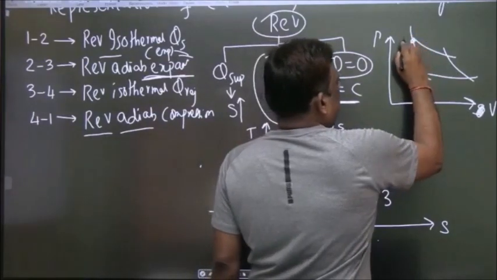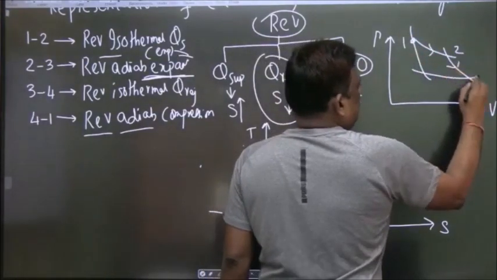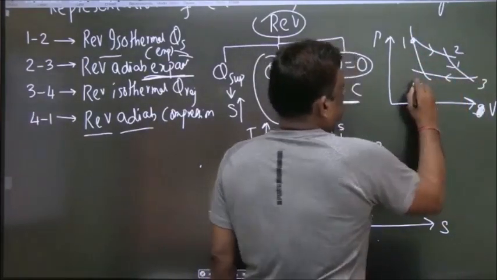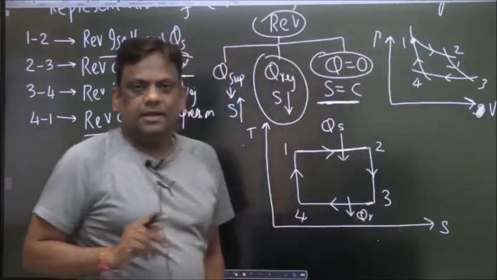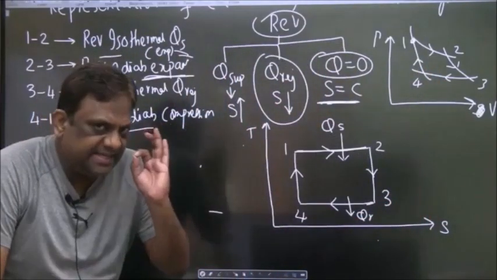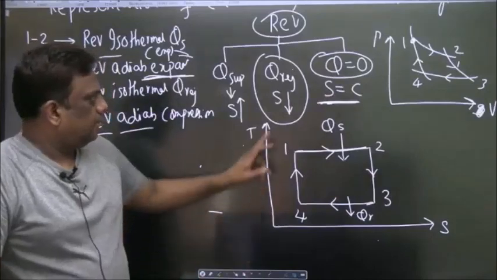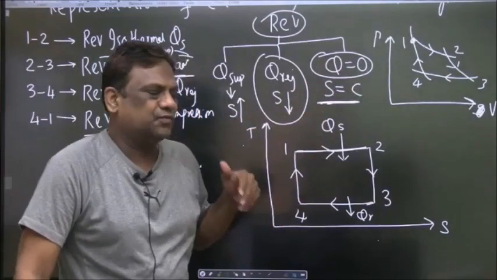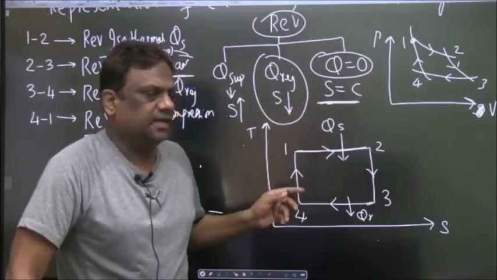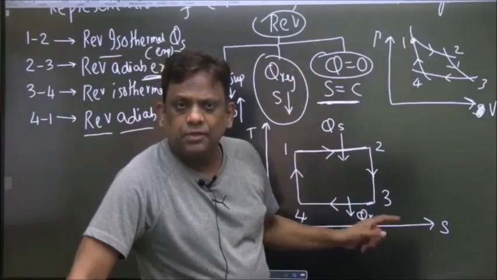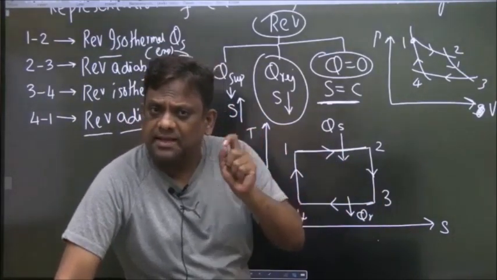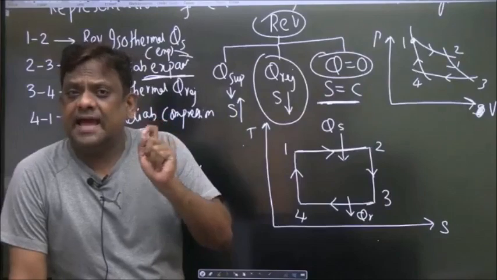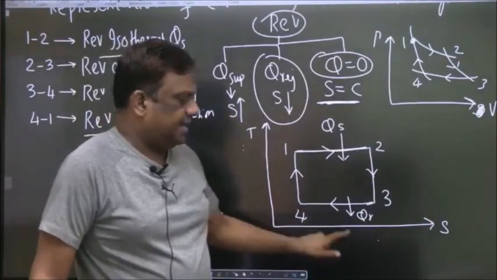Something like this. We have seen something like this: 1, 2, 3, 4. This is the Carnot cycle. Now, which one is easier for us to represent, PV or TS? It is very easy for me to represent if we have straight lines. Therefore, the Carnot cycle is a rectangle on the TS diagram.